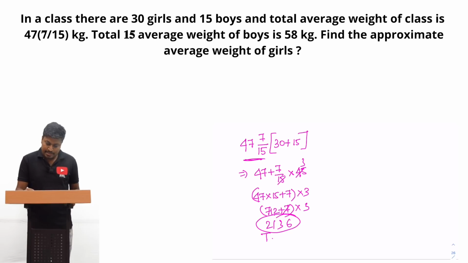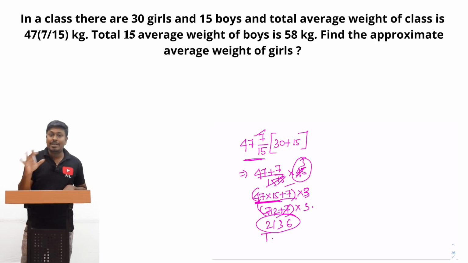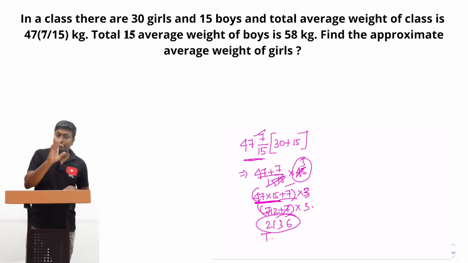Can you understand how I solved this? Just see here. 47 7 by 15 can be written as 47 plus 7 by 15. We have to take LCM as 15 here. So we multiply 47 into 15, and take plus 7 as it is. Right? Here we already have 45. If you take LCM as 15, we can cancel 45 3 times. So I have written only 3 here. So after multiplying and adding 7, I am getting 712. So into 3 will be 2136. So 2136 will be the total weight of boys as well as girls.